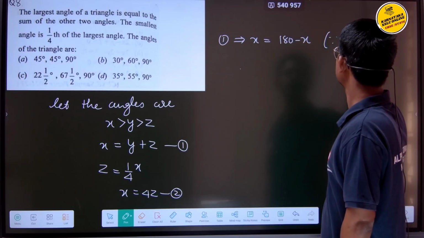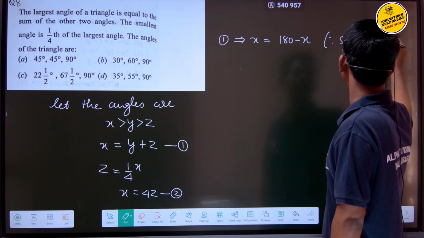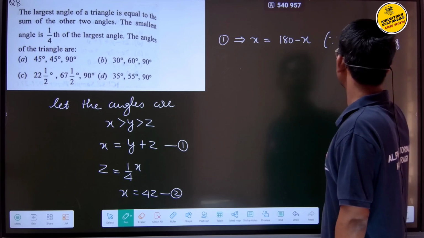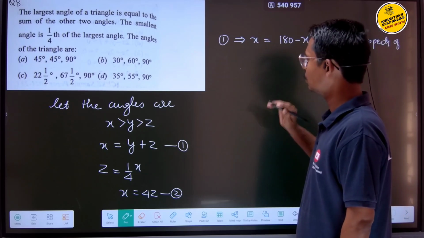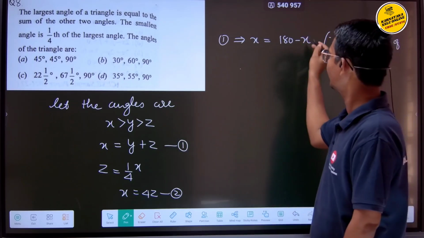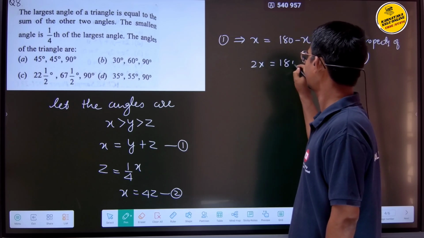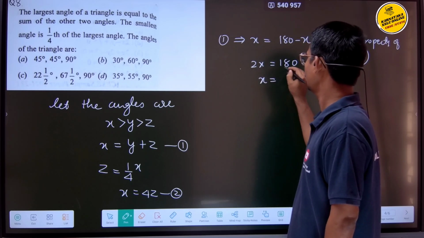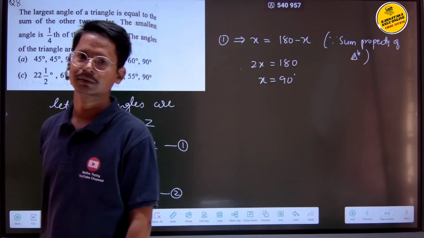Angle sum property of a triangle. So x plus y plus z equal to 180. It means y plus z equal to 180 minus x. Now minus x we can take to the left side, so it will be 2x equal to 180 degrees, and x equal to 180 by 2, we will get 90 degrees. Yes, we have got the first angle.